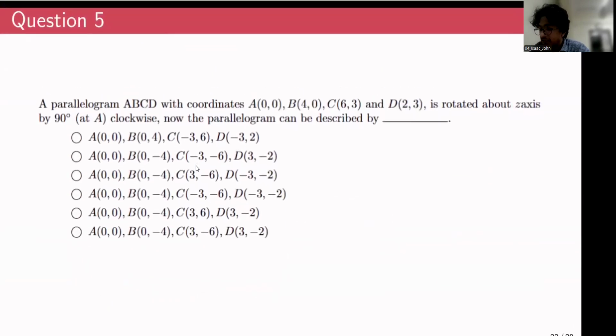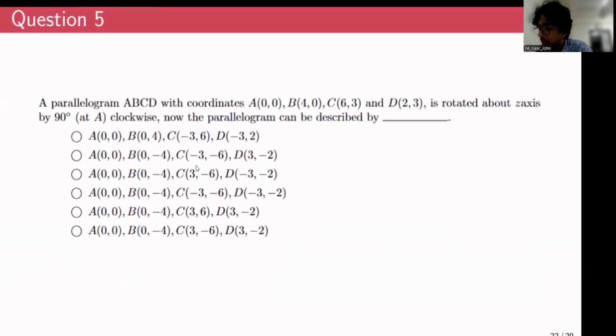Moving on to question 5. A parallelogram ABCD with coordinates (0, 0), (4, 0), (6, 3), and (2, 3) is rotated about the z-axis by 90 degrees in the clockwise direction. Now the parallelogram can be described by... So what are the new coordinates of the parallelogram after you rotate it by 90 degrees?